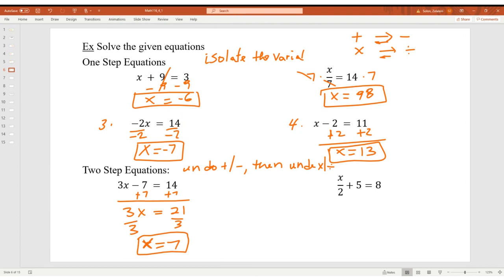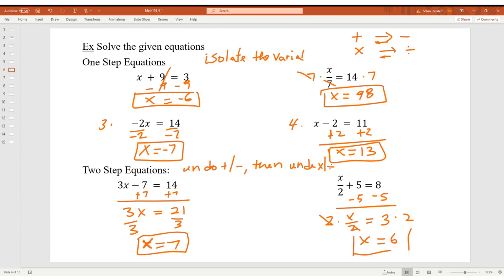Let's do it. First I have to undo addition or subtraction, so I have to take away 5 because we have addition here. So x over 2 equals 8 minus 5, which is 3. Now I have division. To undo division, we do multiplication, so multiply both sides by 2. So x equals 3 times 2, which is 6.